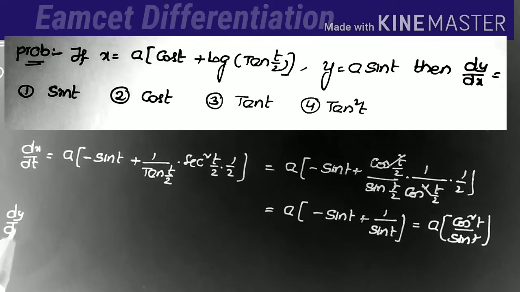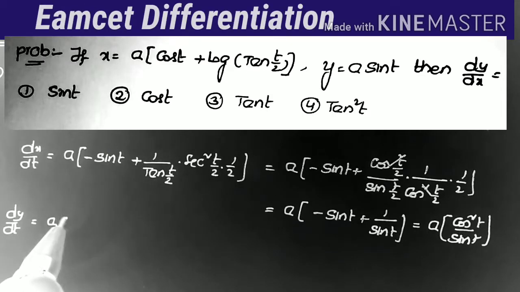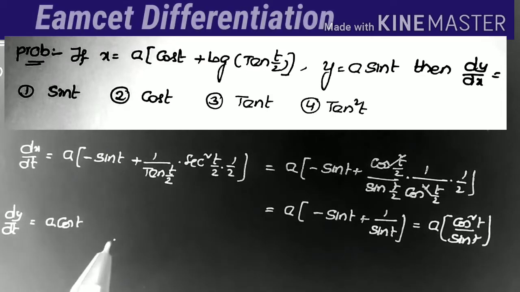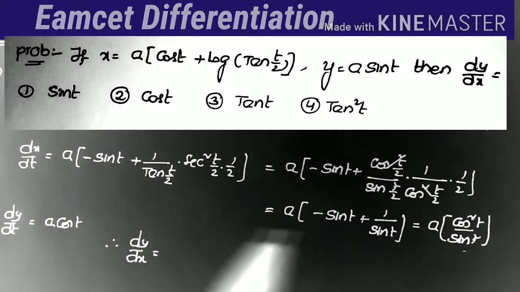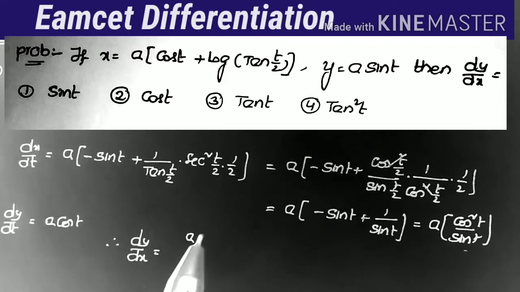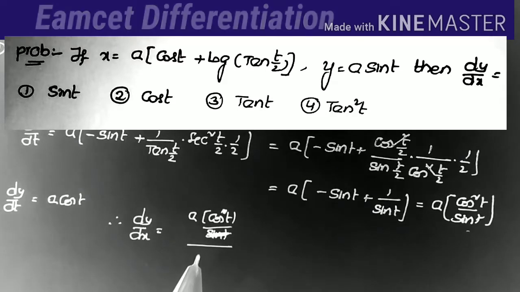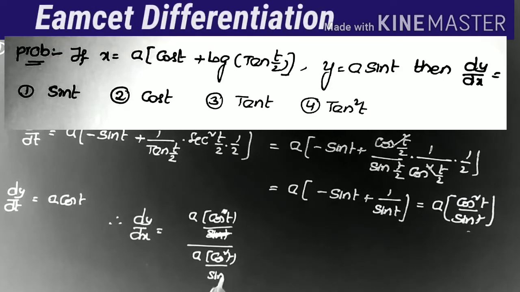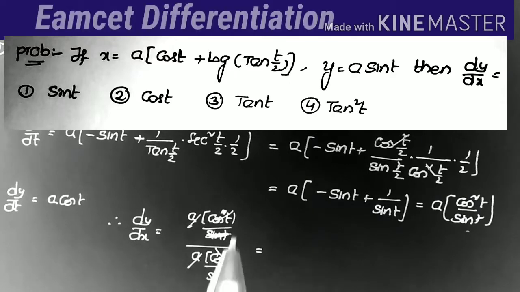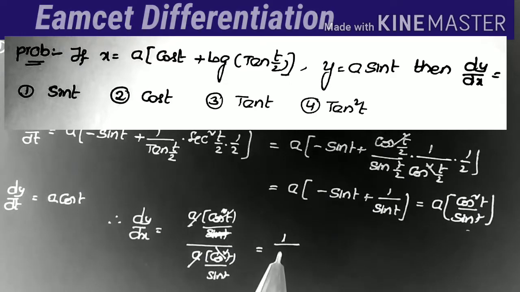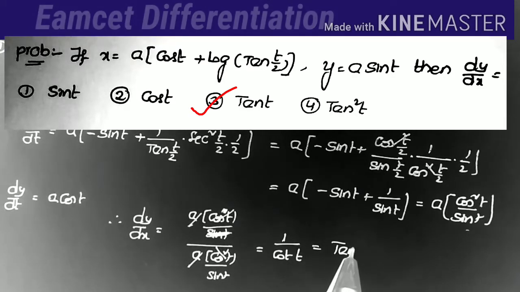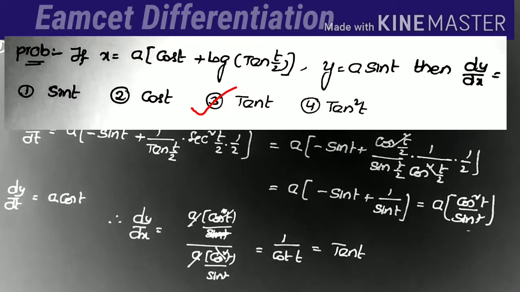Dy by dt is equal to a into sin t derivative is equal to cos t. Therefore what is dy by dx value? Dy by dx is equal to dy by dt by dx by dt. That is a into a cos t by dx by dt, a into cos square t by sin t. Now here a and a gets cancelled. 1 cos is cancelled. So the remaining value is equal to 1 by cos by sin. 1 by cos by sin is equal to 1 by cot. 1 by cot is equal to tan t. That is the third option.